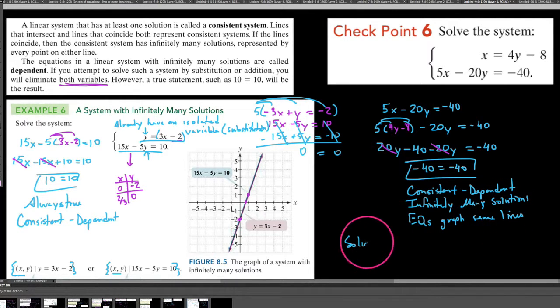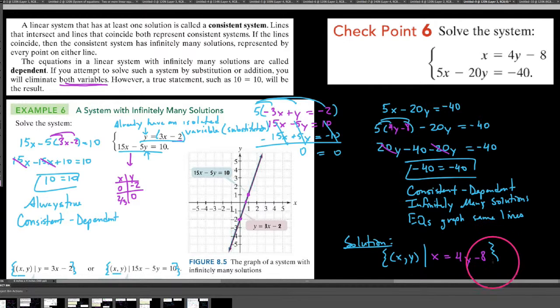And then the last thing we have to do, and this is not true with no solution, but it is very true with infinitely many solutions, is write our solutions like we did over here in set builder notation. It's all the points x, y such that it has to be on one of these lines right here. So we're just going to take our pick. I'm going to grab the first equation up there, such that x is always equal to 4y minus 8. Any of those points are going to make that true. Cheers.